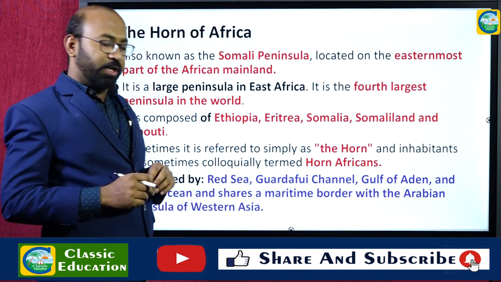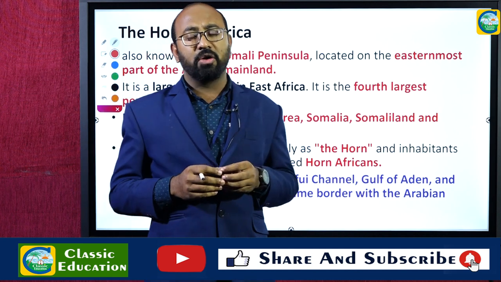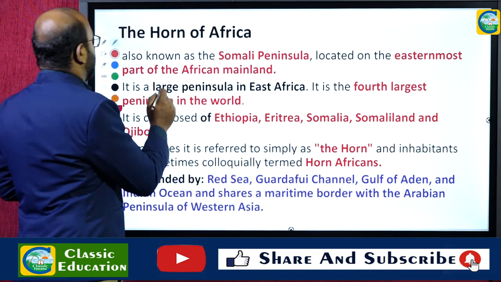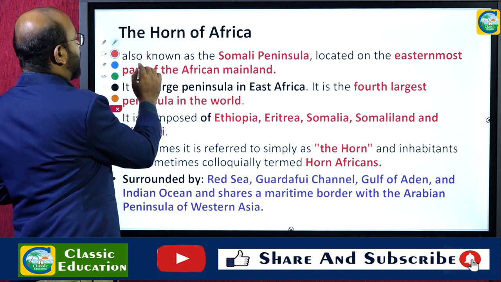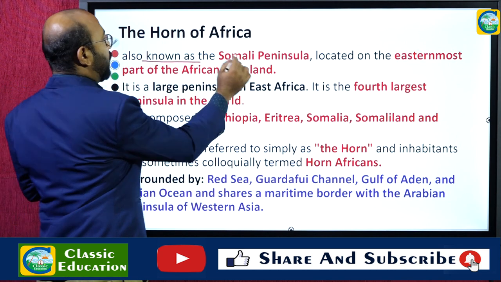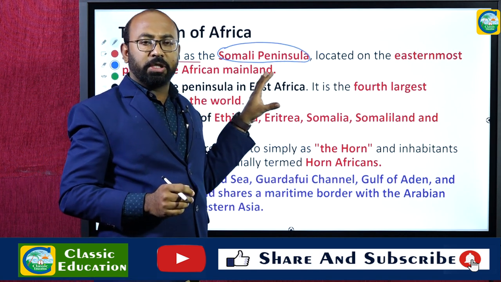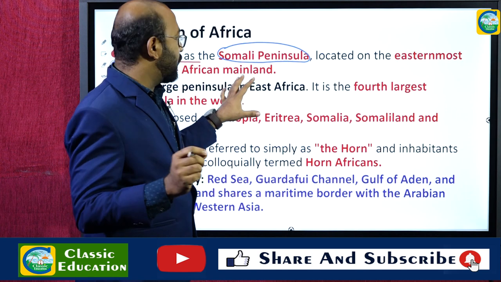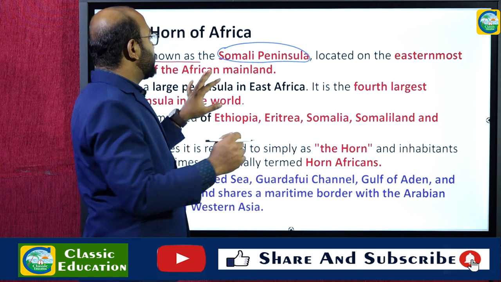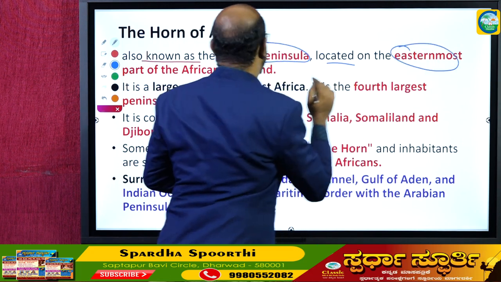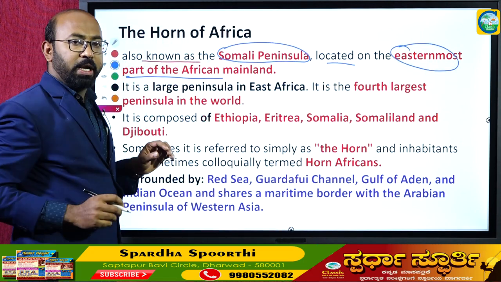The Horn of Africa. Where is this Horn of Africa? Why is it called the Horn? Let's look into that. This area is also known as the Somali Peninsula, because of its close proximity to the peninsula of Somalia. It is located in the easternmost part of the African mainland.